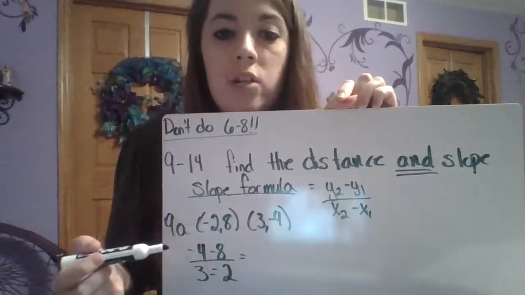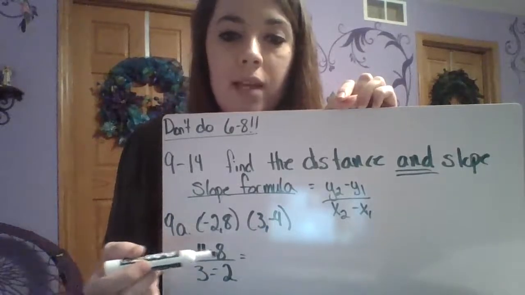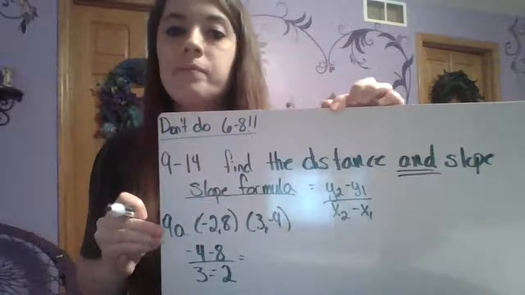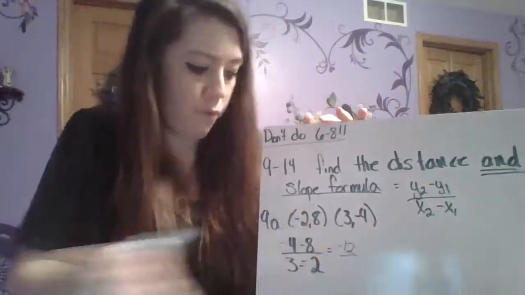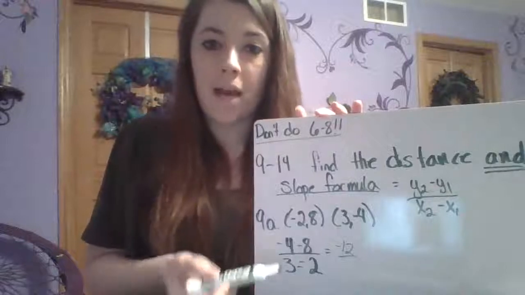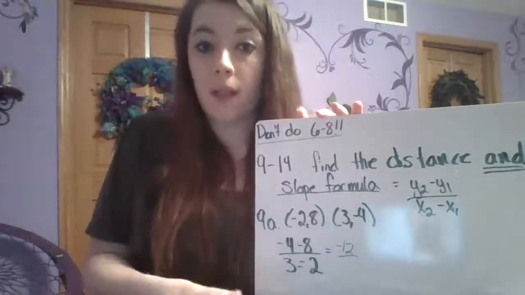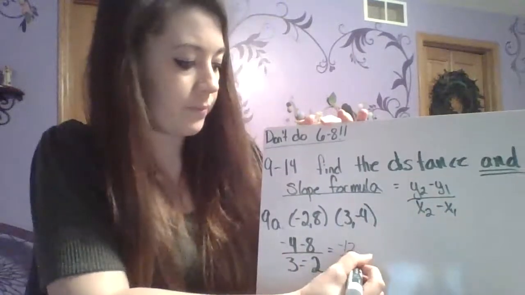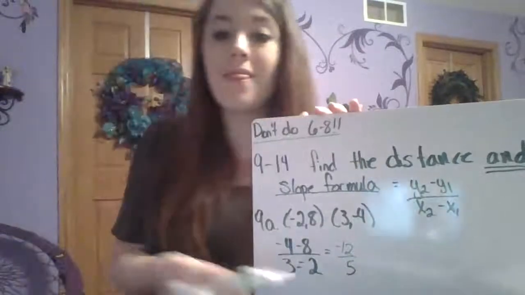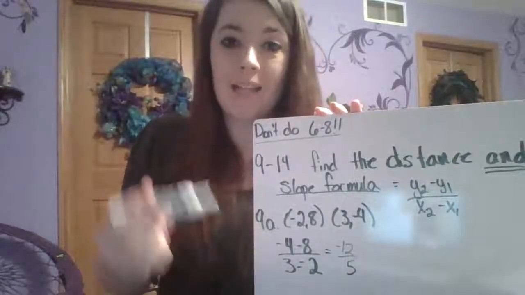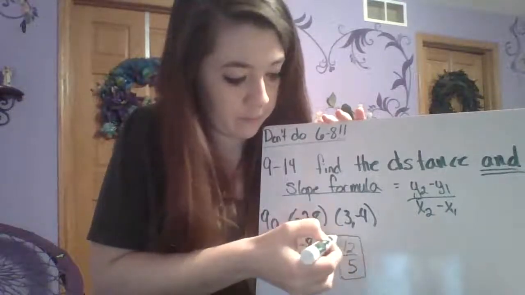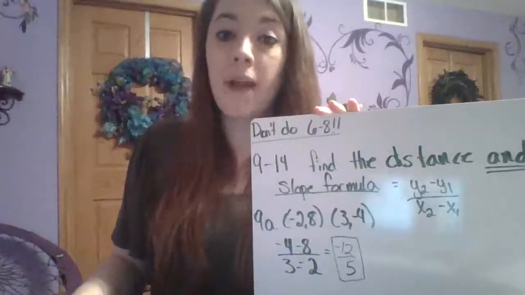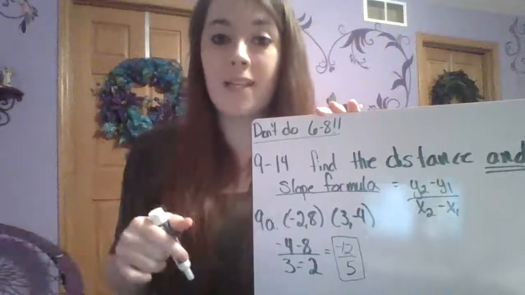So starting out our slope, we're going to have -4 minus 8, which is -12, over 3 minus -2, so really 3 plus 2, which is 5. So there is our answer to 9a. It's -12 over 5. So there's part A. For part B, we find the distance.